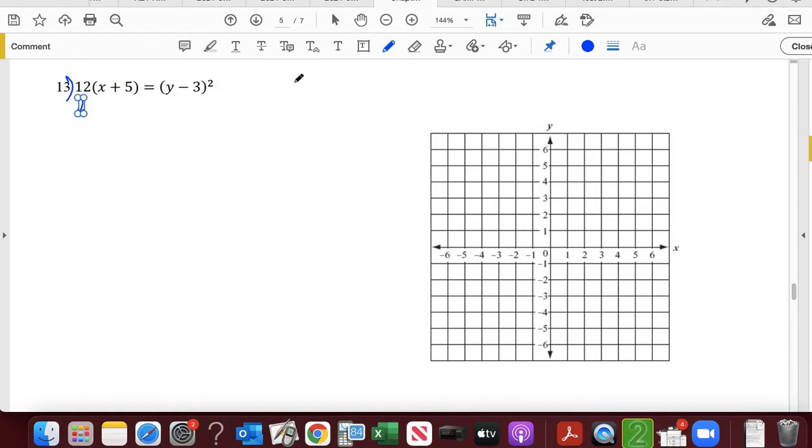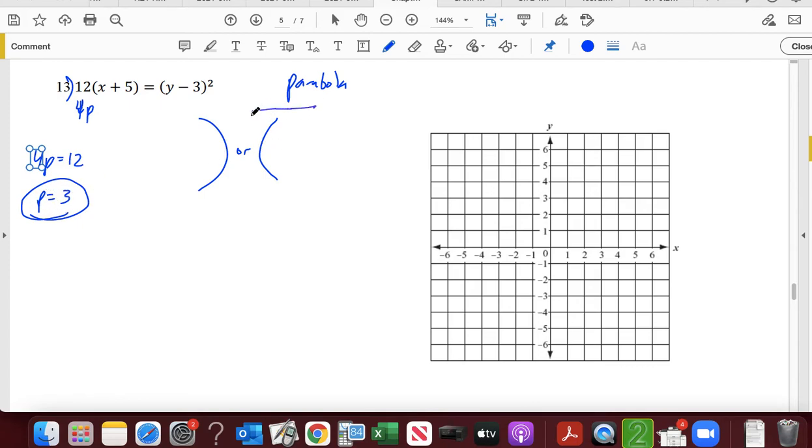This is a parabola, since only one of the terms is squared. So 12 represents the 4p. So that means if 4p equals 12, and we divide both sides by 4, we get p equals 3. I know y is squared, which must mean that our parabola has to go either left or right, one of those two. But since p is positive 3, we know it's the one that goes to the right.